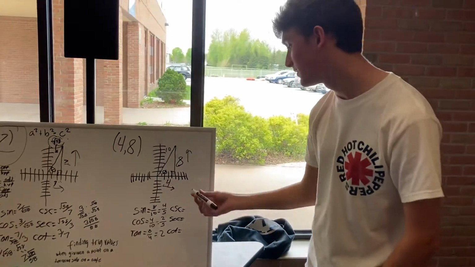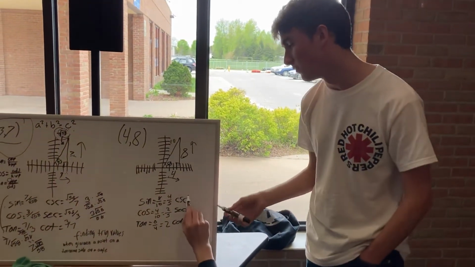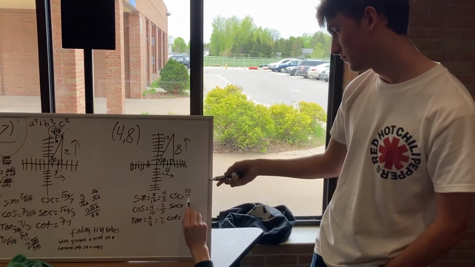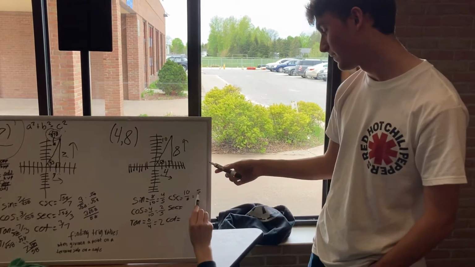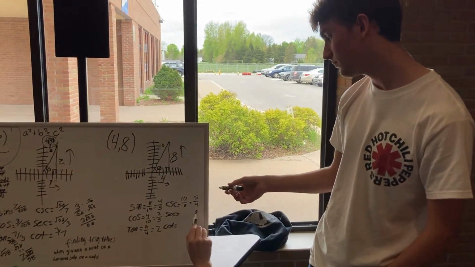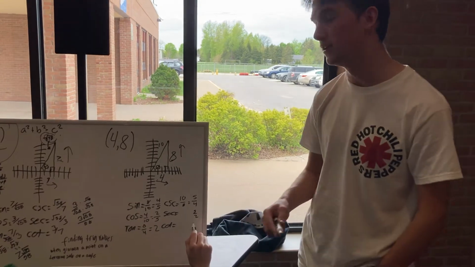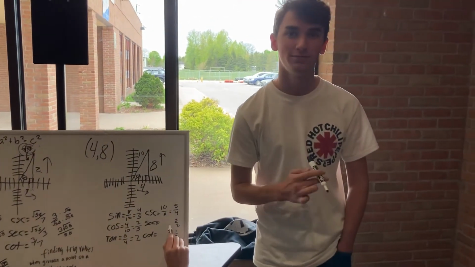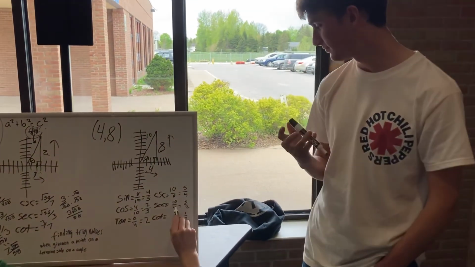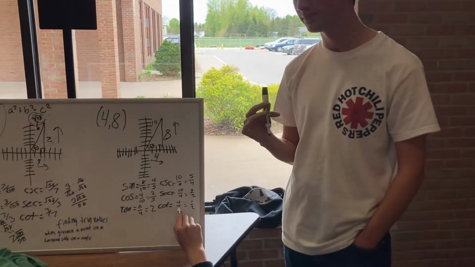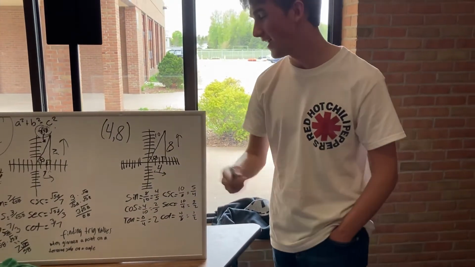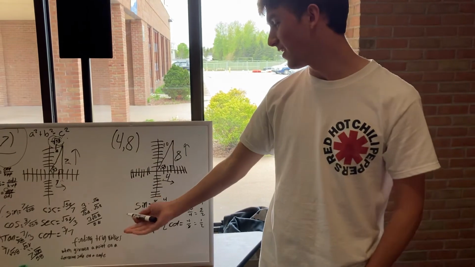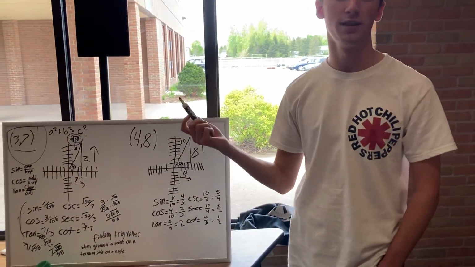Now, for the cosecant, secant, and cotangent, it would just be everything flipped over: 5 over 4, 5 over 2, and 1/2, because 4 over 8 is 1/2. Wonderful. That is how to find trig values when given a point on a terminal side of an angle.